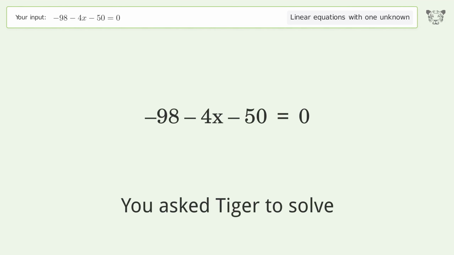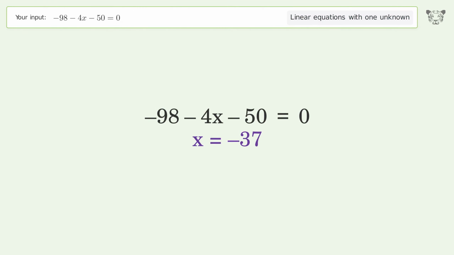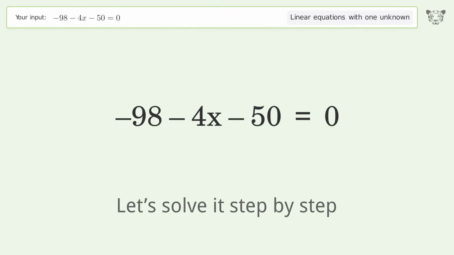You ask Tiger to solve. This deals with linear equations with one unknown. The final result is x equals -37. Let's solve it step by step.